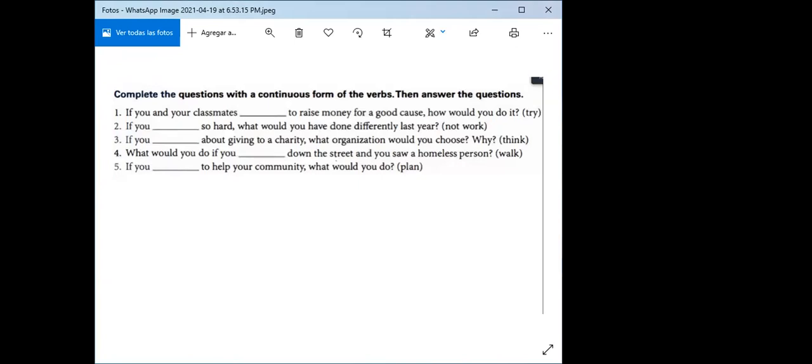Okay, what if you and your classmates were trying to raise money for a good cause, what would you do? How would you do it? What can we do? Sell food. I would sell some stuff. It could be food or any other thing. Yeah, me too. Some clothes. Do car washes. Donate the money.